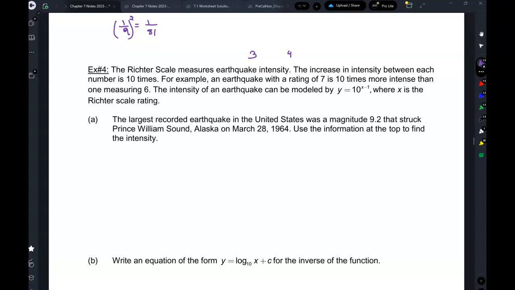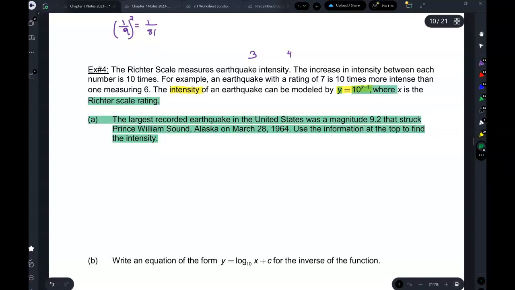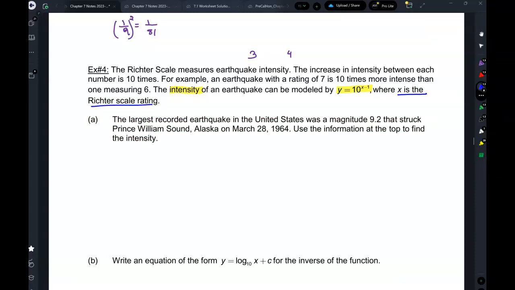So an earthquake with a rating of 7 is 10 times more intense than one measuring 6. So suppose the intensity of an earthquake can be modeled by this, where X is the Richter scale rating. The largest recorded earthquake in the United States was a magnitude 9.2 that struck Prince William Sound, Alaska on March 28, 1964. Use the information to find the intensity.